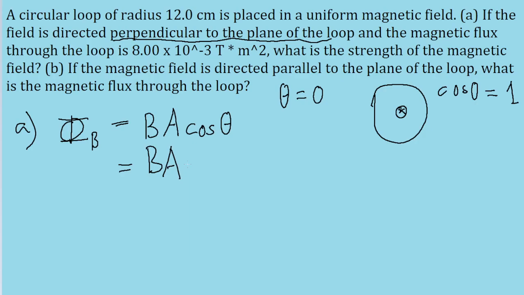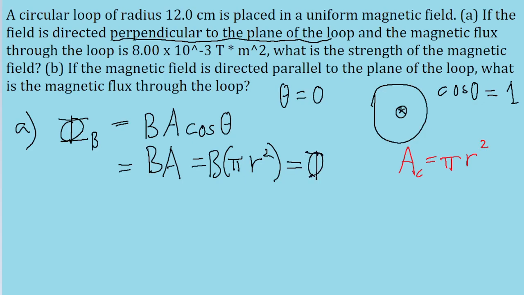Now we're not told the area of the loop, but we are told that the loop is circular. Now recall that the area of a circle, so A sub C, is equal to pi multiplied by the square of the circle's radius. So we're going to use that here since we're given the radius of the loop. So instead of writing A, I'm going to write pi times r squared. And all of this is equal to the flux.